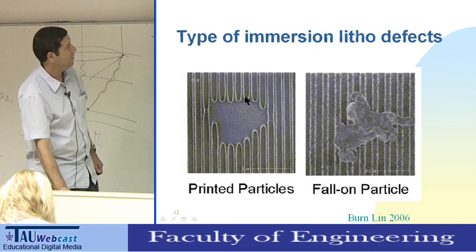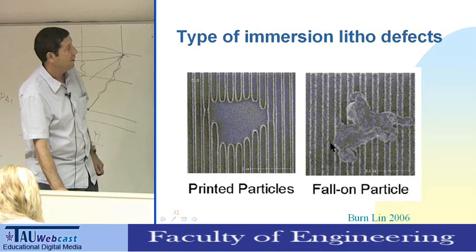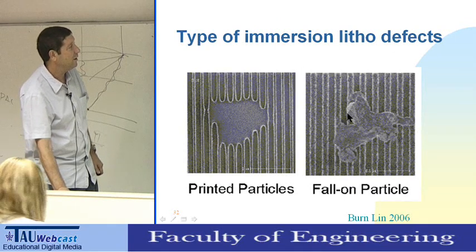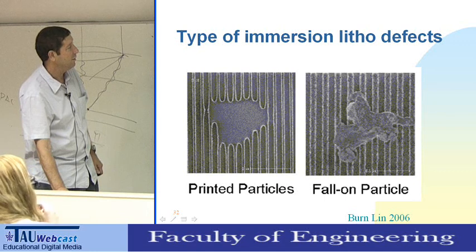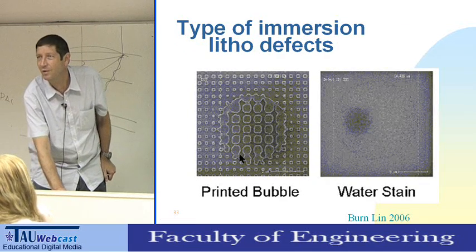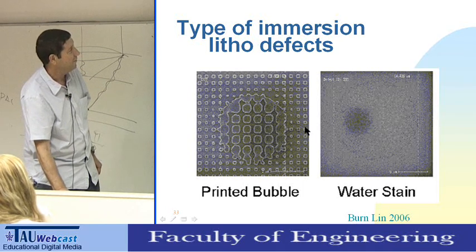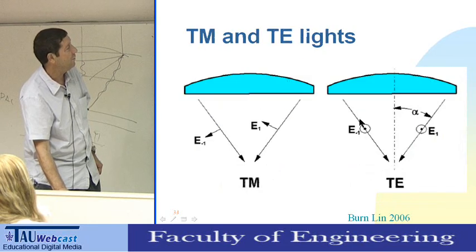This is how it looks. If somehow you have a bubble in the liquid, this is a printed pattern, and you can also have particles. This is a fall of particle. I think I showed you some of these images in a few lectures before. This is a printed bubble. This is when the bubble is in the image, and this is a stain after you dry the wafer.